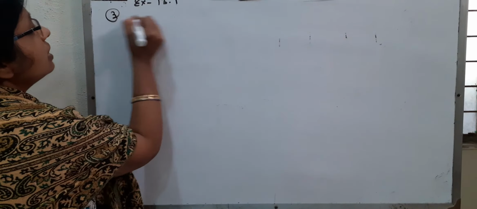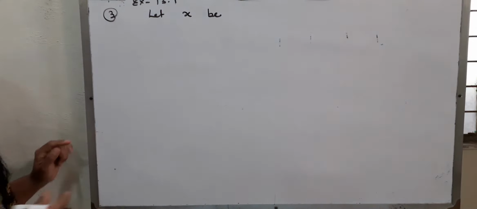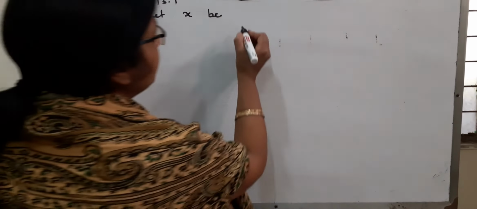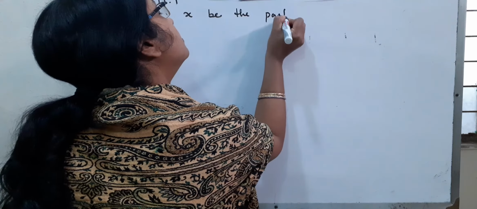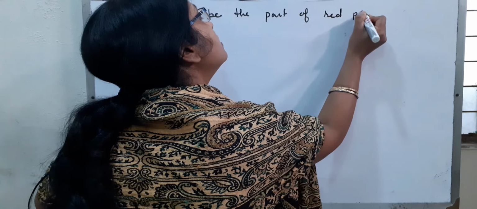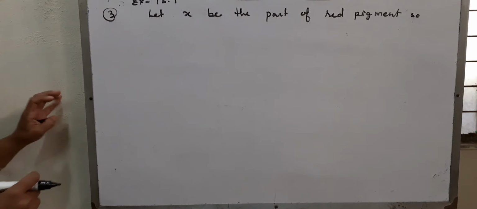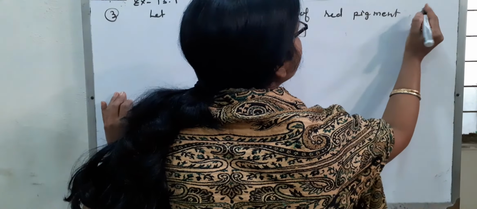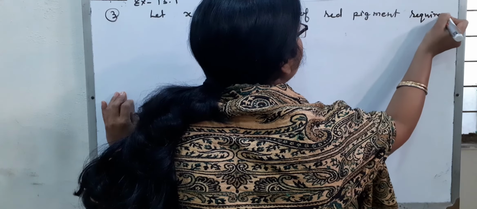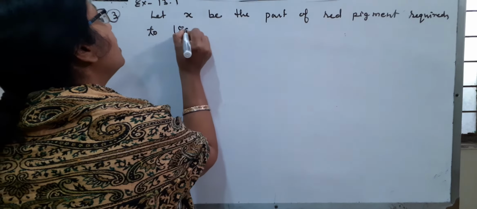Question number 3. In question 2 above, if one part of red pigment requires 75 ml of base, how much red pigment should be mixed with 1800 ml of base? Let x be the parts of red pigment.